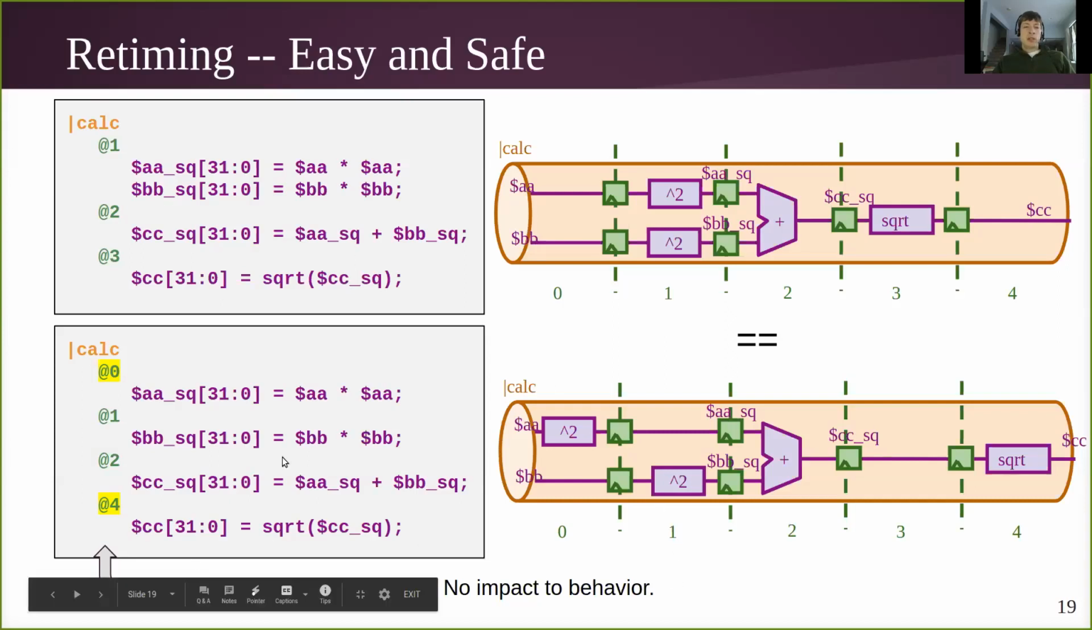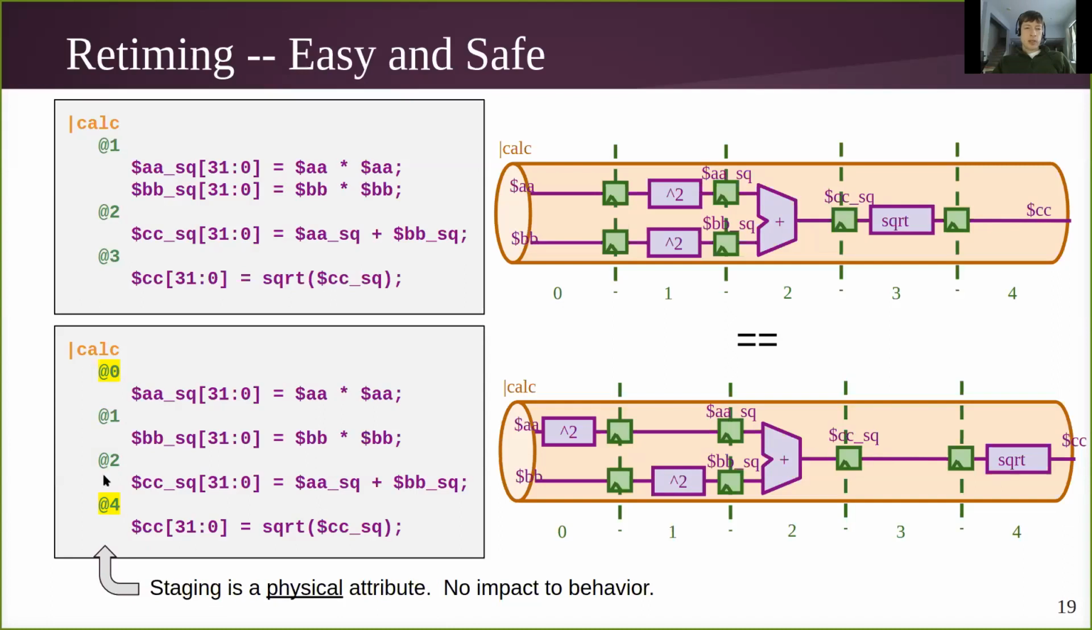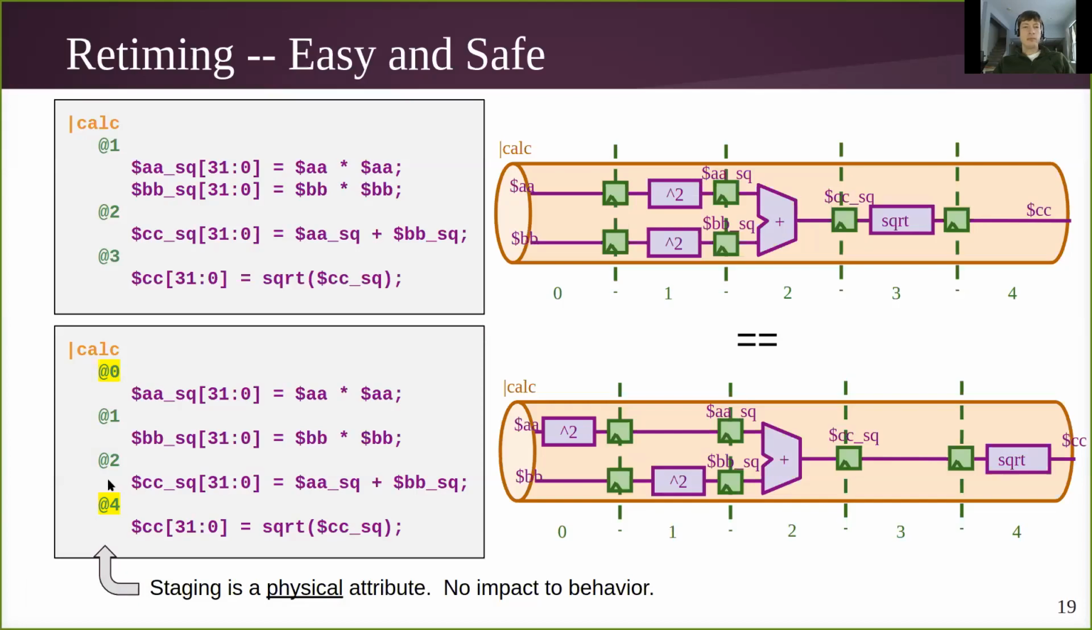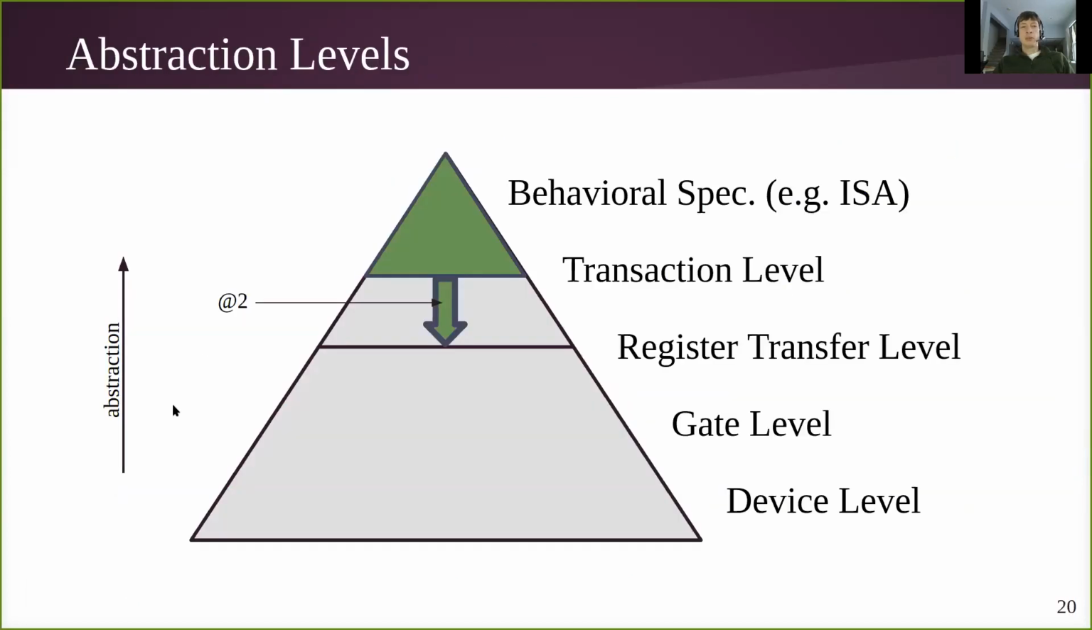What's important to note here is that the stage designations are a form of mapping. They are not an expression of the behavior of our model. They're an expression of how we choose to implement that behavior. Going back to our earlier picture, essentially these @s are a form of mapping. And they're the main one that we're going to focus on today. They're primarily the one that's supported by current tools. As transaction level Verilog evolves, there are other forms of mapping coming down the pipeline.